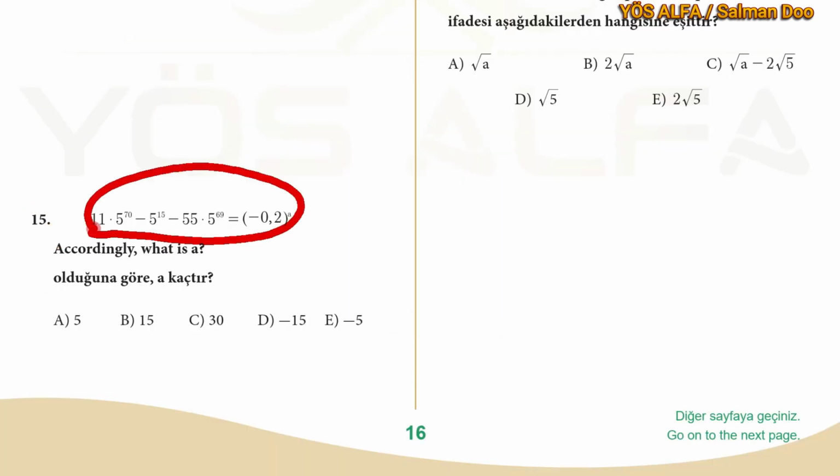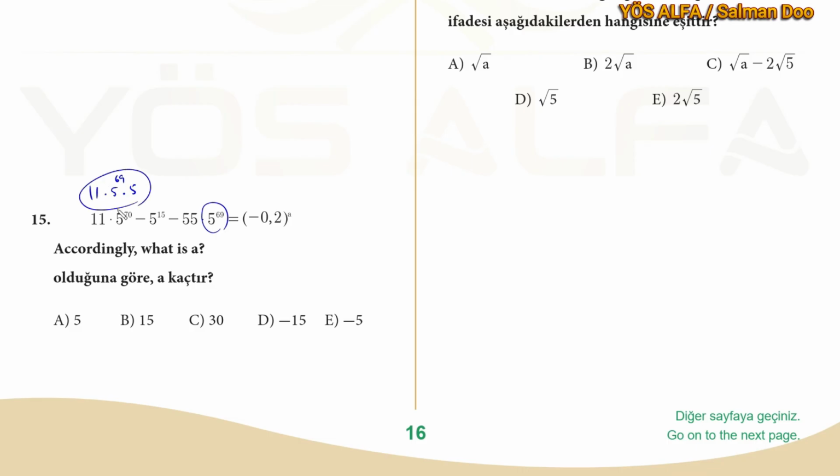15. The equation is given and A is asked. So we have 5 to the 69 over here. We can also find 5 to the 69 from the first term by writing 5 to the 69 times 5. We already have 11 over here. So this term is again the same as 55 times 5 to the 69. So this is positive and that is negative. So the two cancel out each other. We have negative 5 to the 15 on the left hand side of the equation.